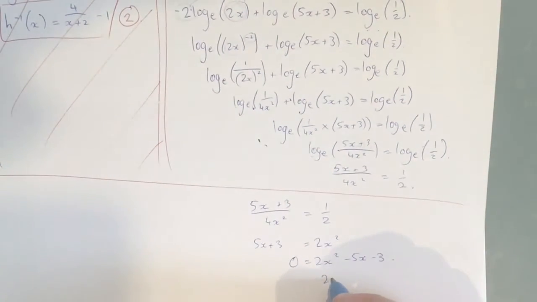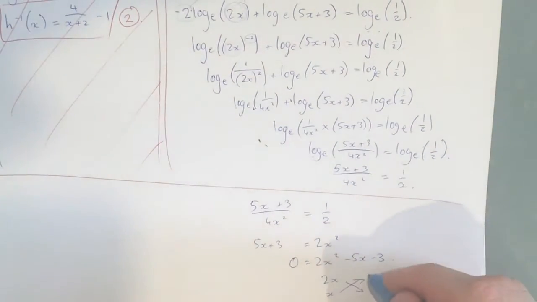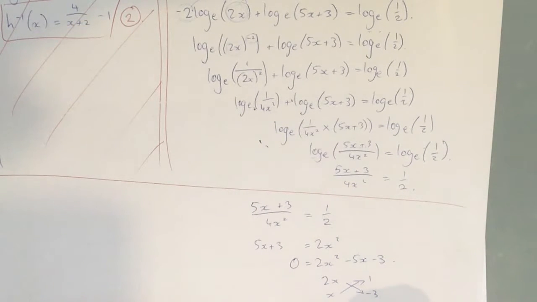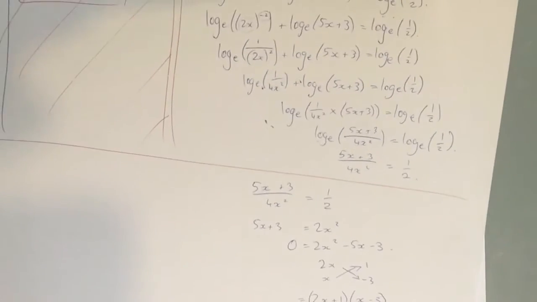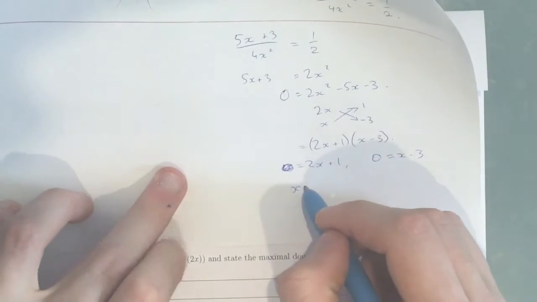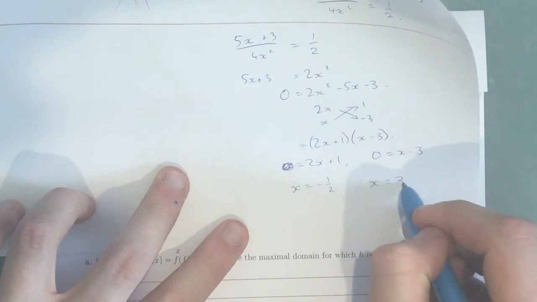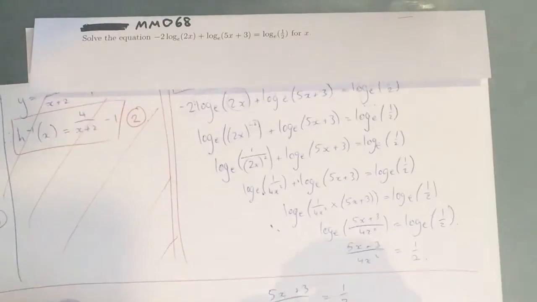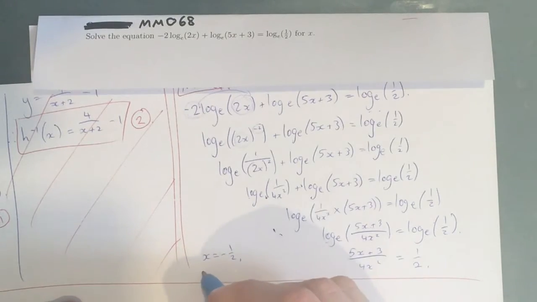Using our cross multiplication method to factorize, we have 2x and x. How you write this doesn't really matter, this is just what I do. 1 and -3, you get 2x plus 1 and x take 3. Which means that 0 equals 2x plus 1, 0 equals x take 3. Which means that x equals -1/2 and x equals 3. I'm just going to come back up here and rewrite that. So we've got x equals -1/2, x equals 3.